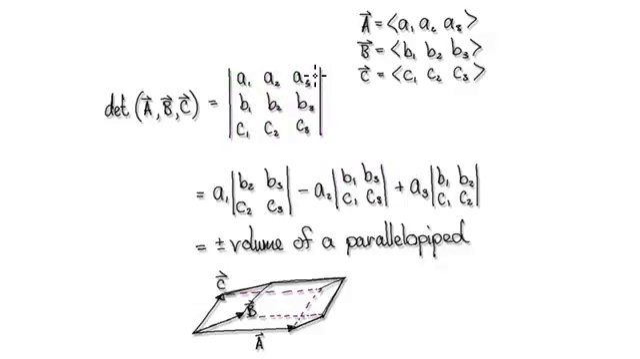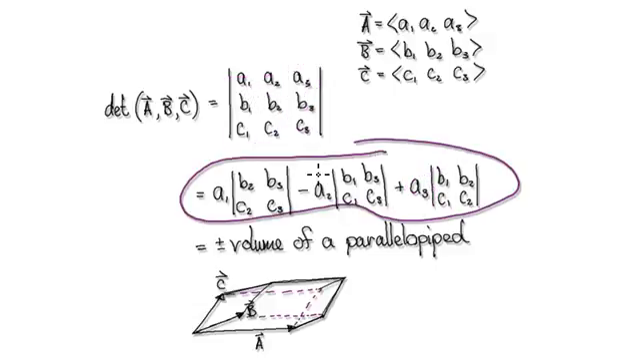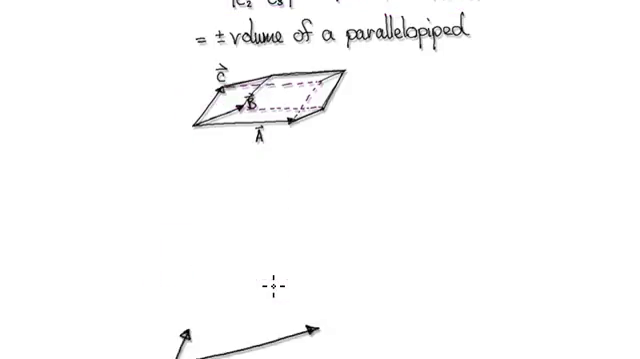And then for the third one, it will be plus this thing. And then discard the horizontal, discard the vertical, and then just look at this. That will then give you this. Well, the determinant will then give you this volume. So now it's your turn.